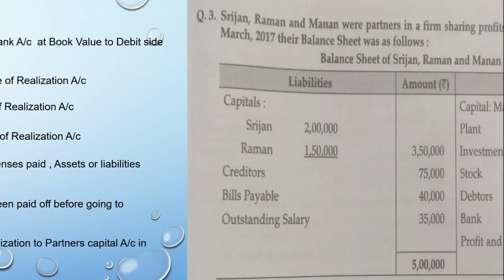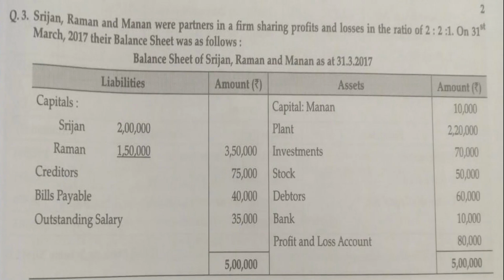Now let's solve one question and apply this method. Srijan, Raman and Manan were partners in a firm sharing profits and losses in the ratio 2:1. On 31st March 2017, their balance sheet was as follows.